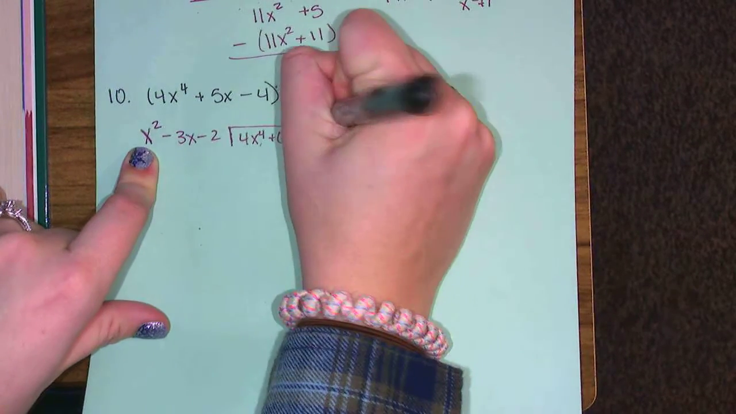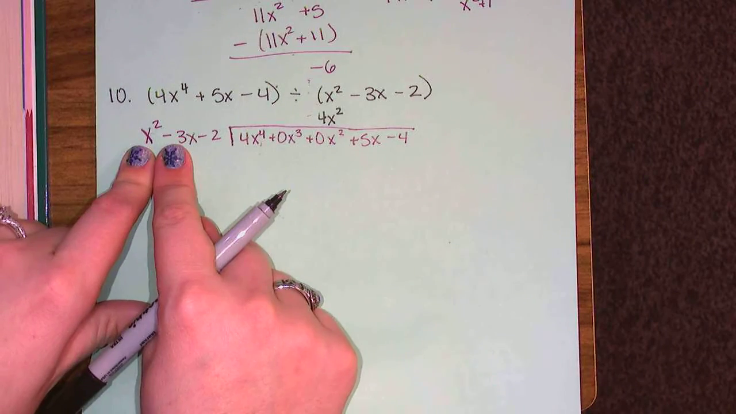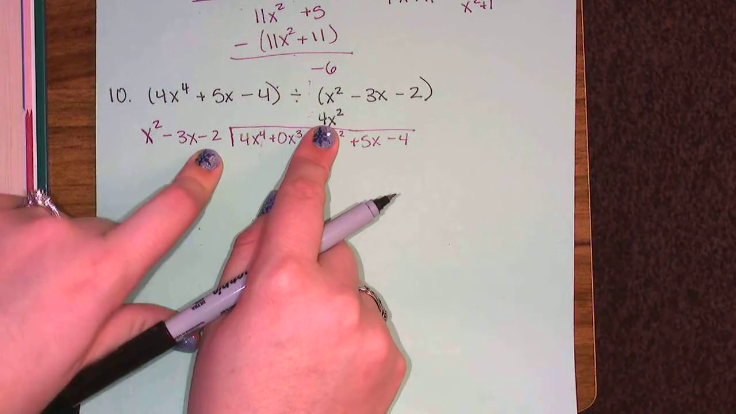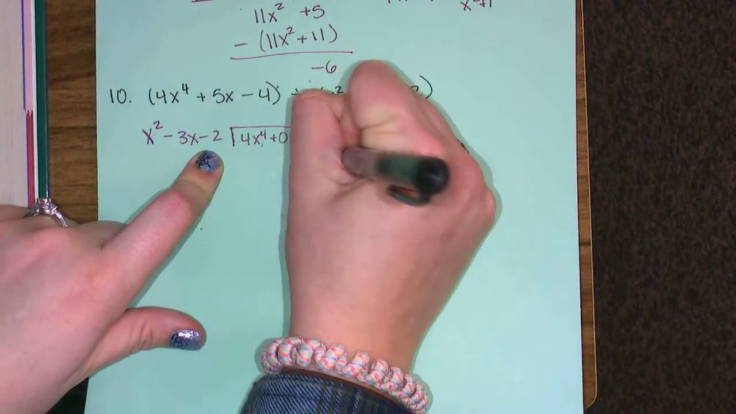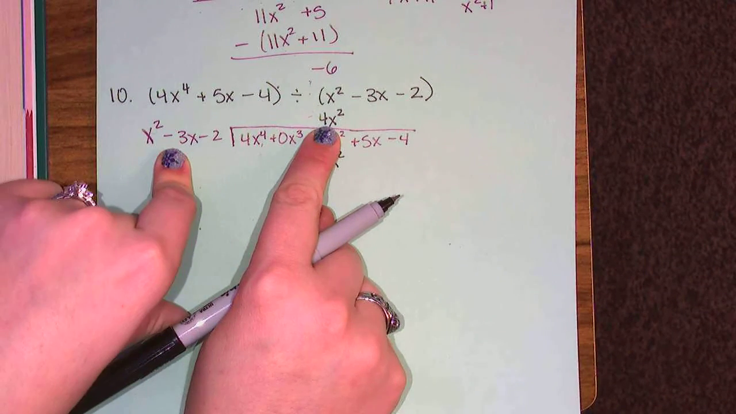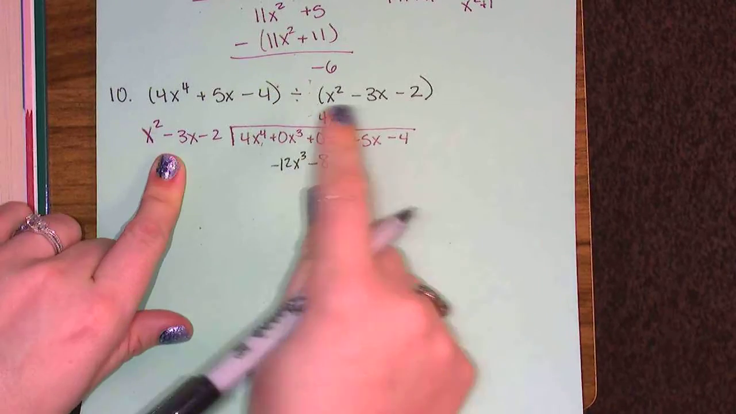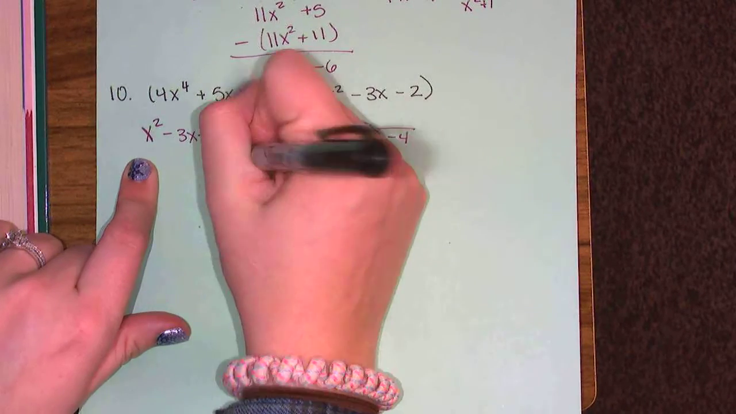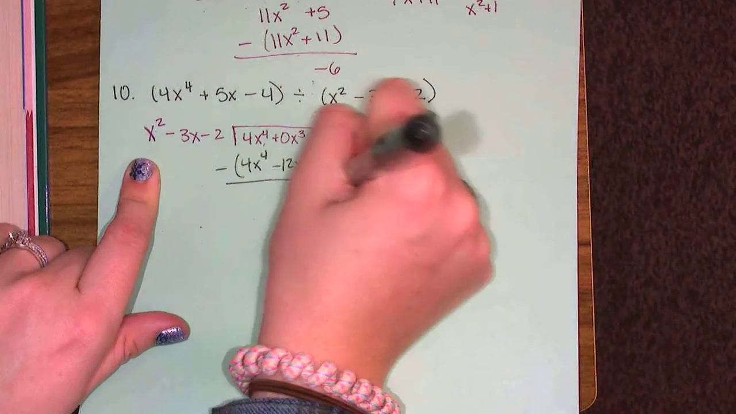So 4x squared. Now I'm multiplying all this stuff over here, so I'm just going to work my way across. 4x squared times negative 2, negative 8x squared. 4x squared times negative 3x, negative 12x cubed. 4x squared times x squared, 4x to the 4th. And then I am subtracting.